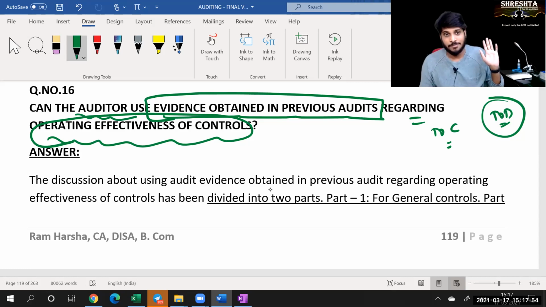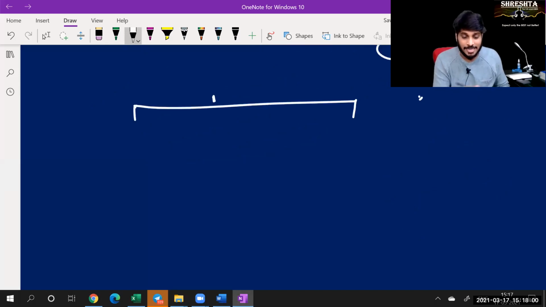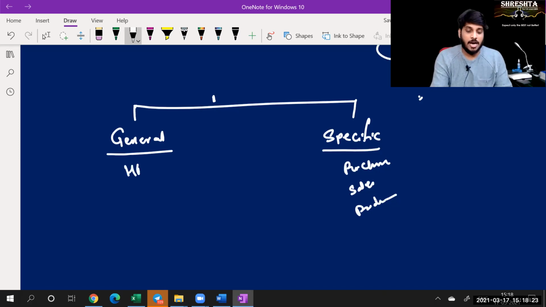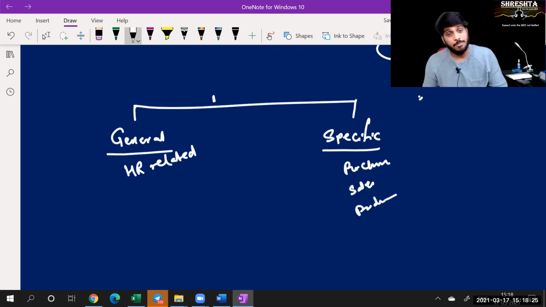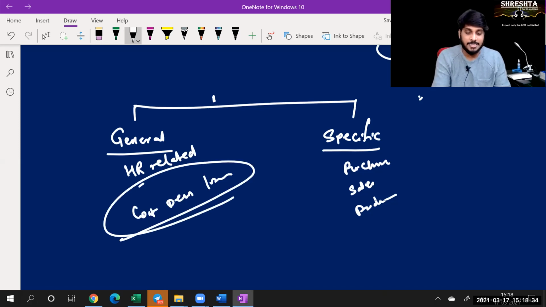The answer is explained in 2 parts. In an organization, controls are classified into 2 categories: general controls and specific controls. Purchases related controls, sales related controls, production related controls are specific controls. HR related controls may come under general control. Control designing, implementation, and maintenance is a general control.